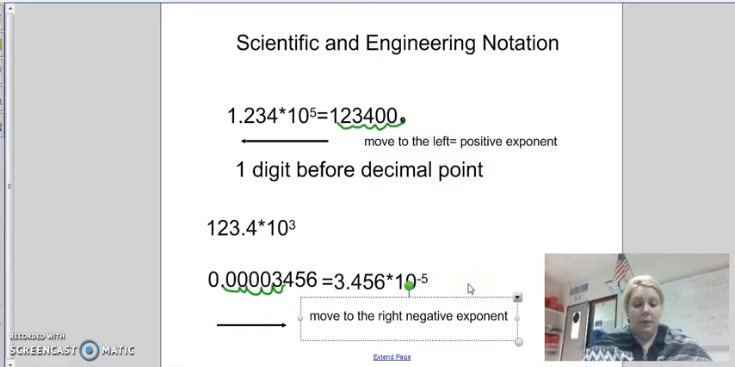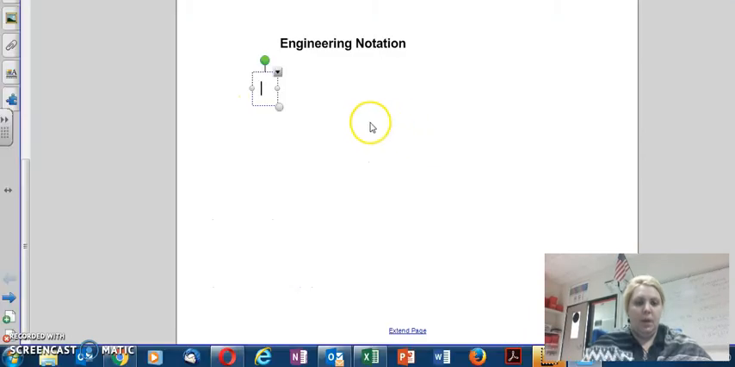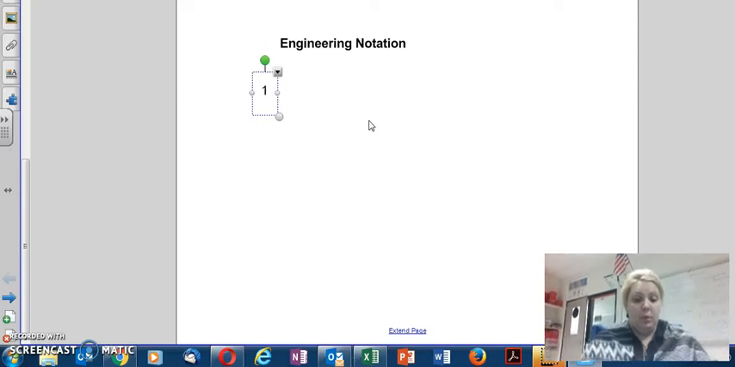Here's the thing with scientific notation. We actually are not going to use it in class. The only reason I reviewed it right now is because we're going to use something called engineering notation, which is extremely similar but has some very important differences. So what's the difference between engineering notation and scientific notation? Remember, in scientific notation, you could have only one digit in front of the decimal point. In engineering notation, you can have a one-digit, two-digit, or three-digit number, as long as it is a non-zero number in front of the decimal point.